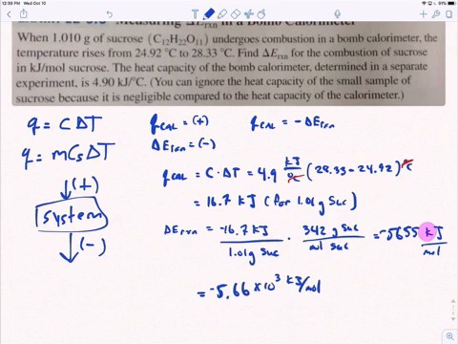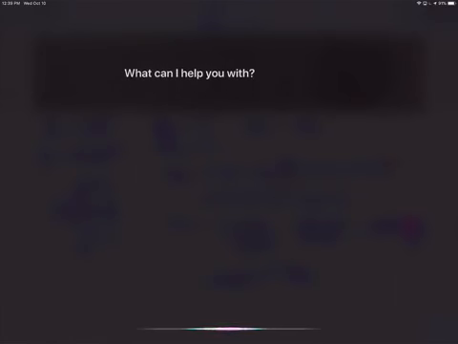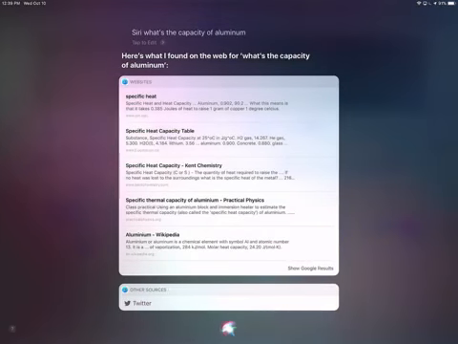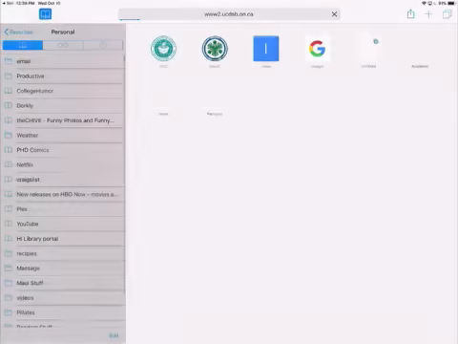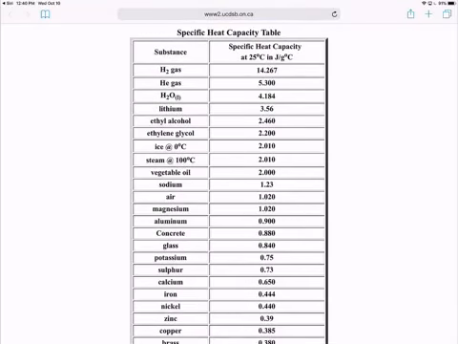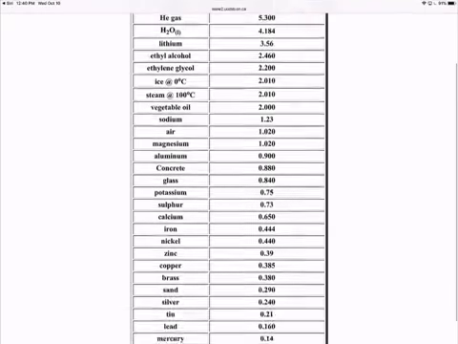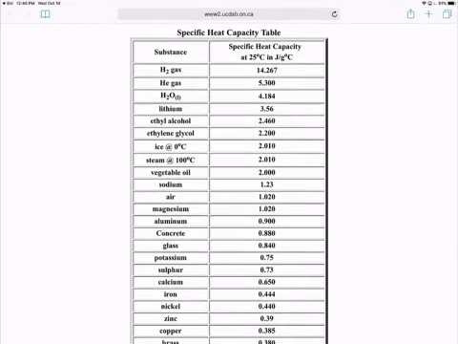Sometimes the units are kind of weird, so frequently you have to do something to convert the units. You can get units in heat capacity, sometimes kilojoules per kilogram. So let's search around for some units. Okay, Siri, what's the heat capacity of aluminum? Here's what I found on the web. Okay, we'll look at the table. There's got to be something interesting here. Oh, it's joules per gram degree Celsius. That's nice. Sometimes they're in weird units though.